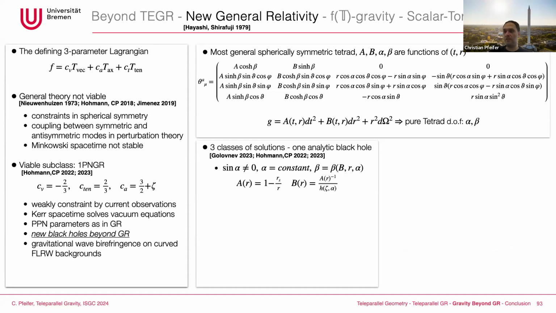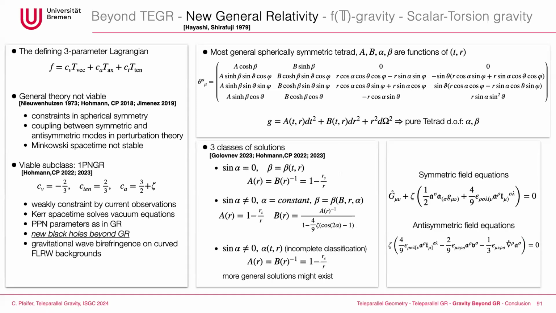The theory, and let me abbreviate this denominator here just by h for now, just to simplify the notation. Sorry, can I ask a question? Yeah, sure. Are these three solutions connected by some coordinate transformations, or are alpha and beta some gauge choice?